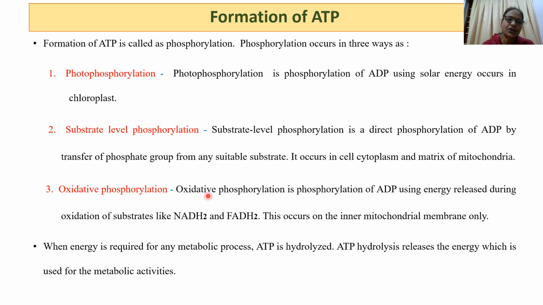The third type is oxidative phosphorylation, which occurs strictly during respiration. Just as photophosphorylation occurs strictly during photosynthesis, oxidative phosphorylation occurs strictly during respiration. What happens during oxidative phosphorylation? In photophosphorylation, we use solar energy. In oxidative phosphorylation, we use the oxidative energy, the energy released during the oxidation of food. When that energy is used in the synthesis of ATP, it is called oxidative phosphorylation. ADP uses energy released during the oxidation of a substrate like NADH2, FADH2.